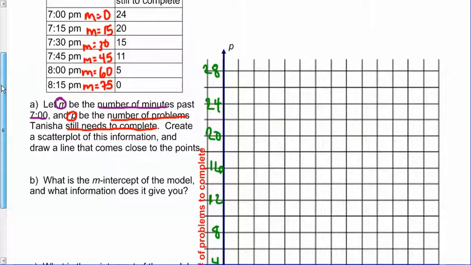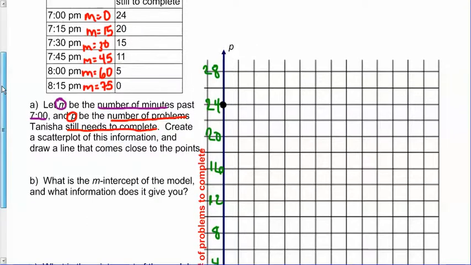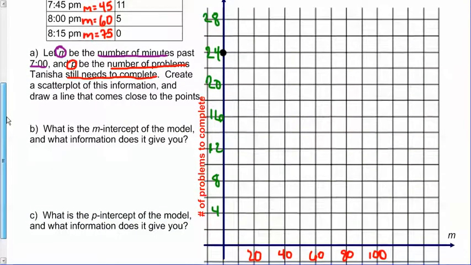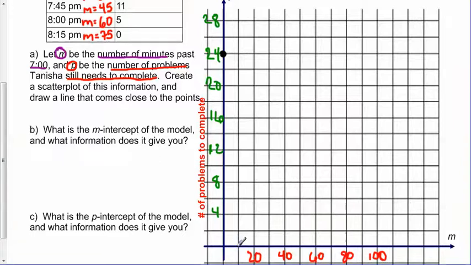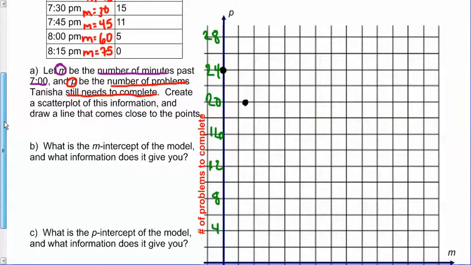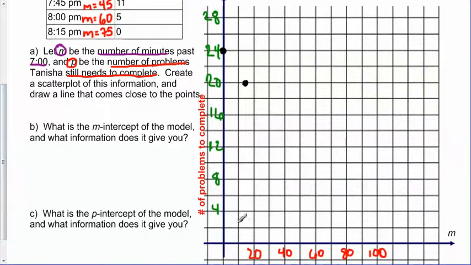So we know when M was 0, we were at 24 problems still to complete. So that's going to be right here on my P-axis, where I'm at 0. When M is 15, we had 20 problems still to complete. So I'm going to need to go down and see where 15 is. So remember, here's 0, 10, 20. So 15 would be halfway between the 10 line and the 20 line. And if I go straight up to 20, because there were 20 problems still to complete, that's the 15-minute mark. Then at 30 minutes, we had 15 problems still to complete.